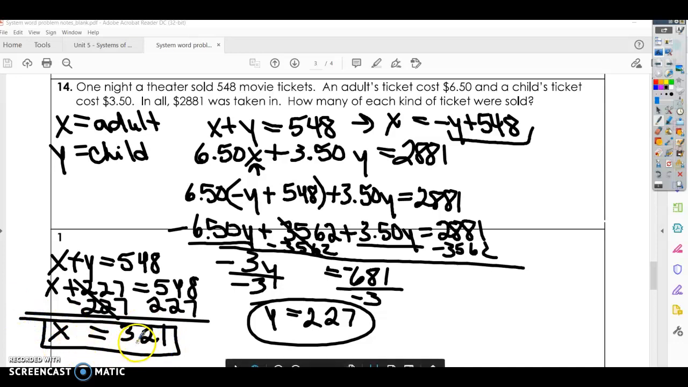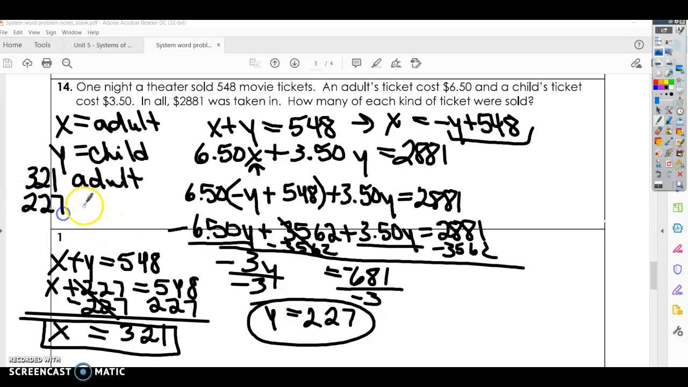Alright, so what does that mean? Alright, so the movies sold X as adult tickets, so they sold 321 adult tickets. And they sold 227 children tickets, or child tickets.